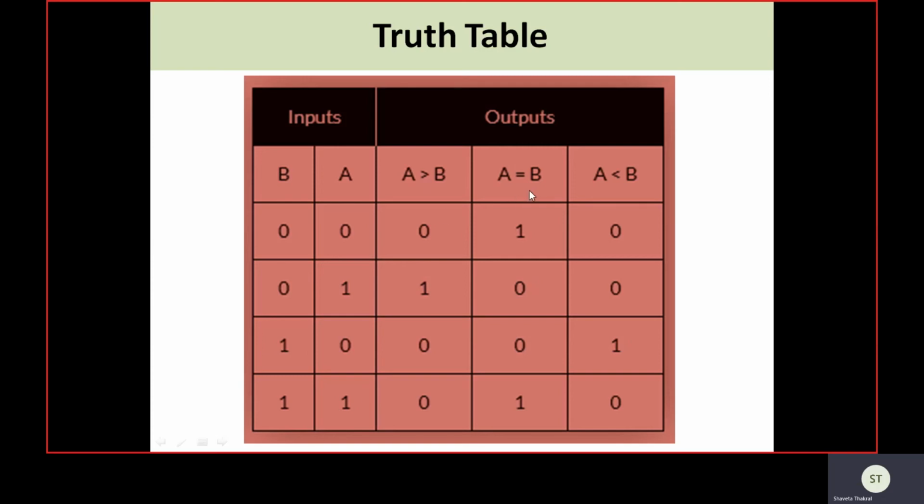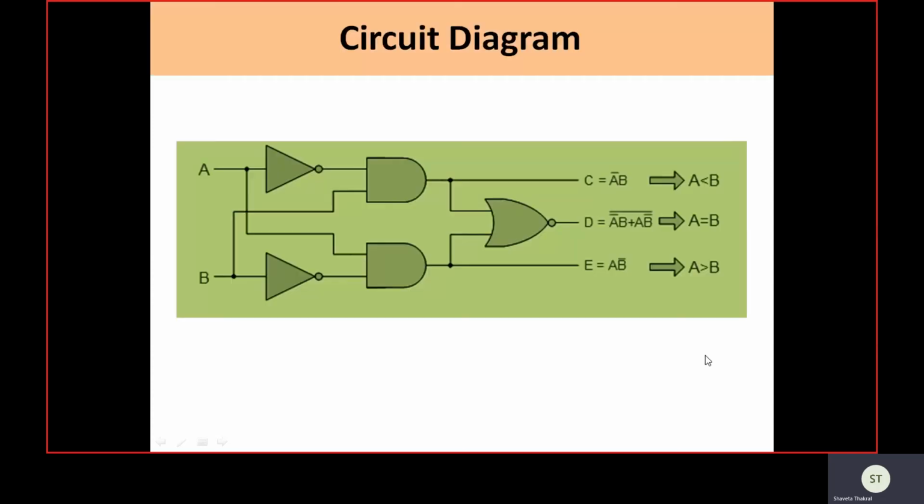So for this output line, the logic generated here will be A complement B complement plus A into B. So based on the logics generated, we can have this circuit diagram, because if A is less than B, then the logic generated will be A complement B, and if A is greater than B, then the logic generated here will be AB complement, and if A is equal to B, then the logic generated will be A complement B complement plus AB. And to generate this logic, what we have to do, the original we have two input lines.